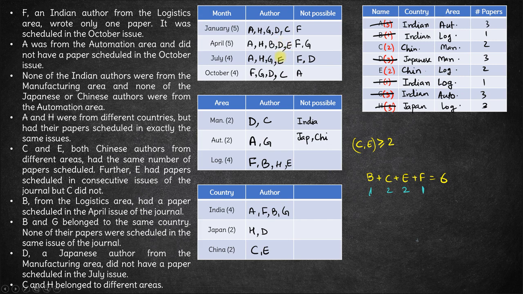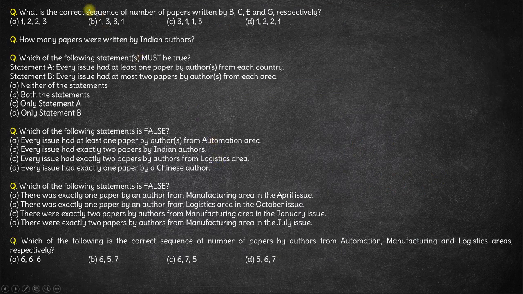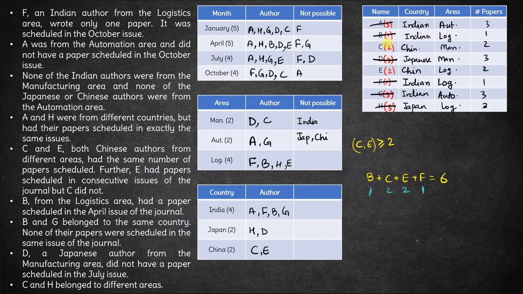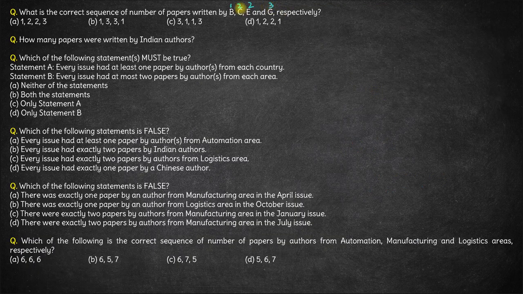So now we have figured out the country for each author, the area for each author, and the issue each author is publishing in. Right? So now let us look at the questions. The first question is, what is the correct sequence of number of papers written by B, C, E and G? So B writes 1 paper, C writes 2 papers, E writes 2 papers and G writes 3 papers. So 1, 2, 2, 3 is the correct sequence. Option A here is the right answer.